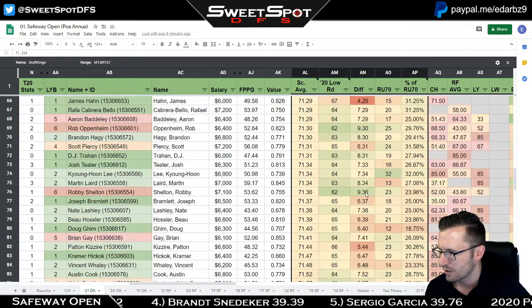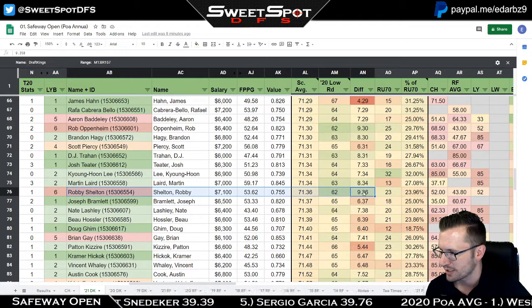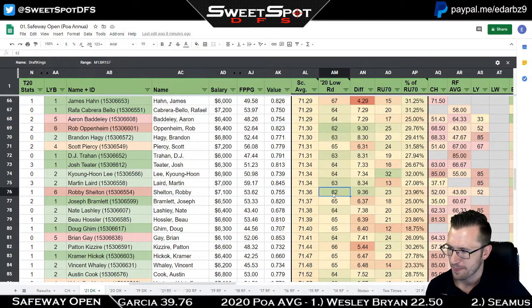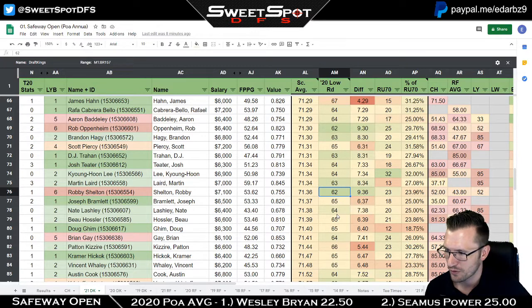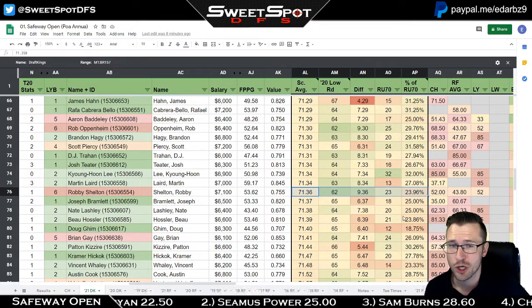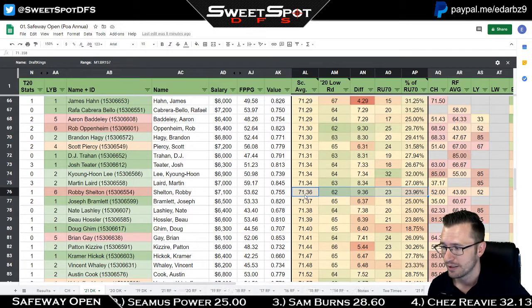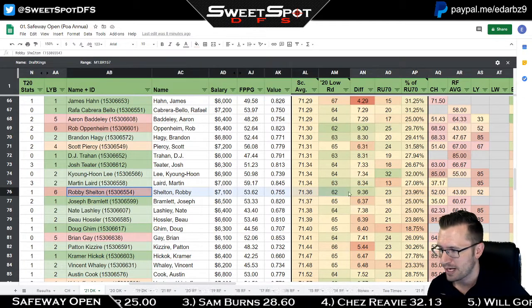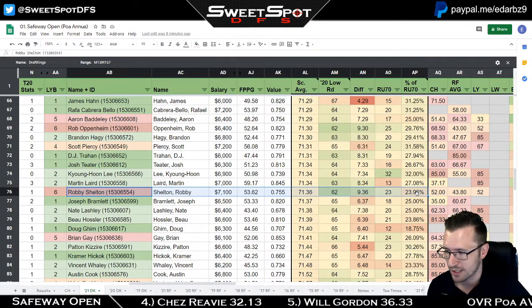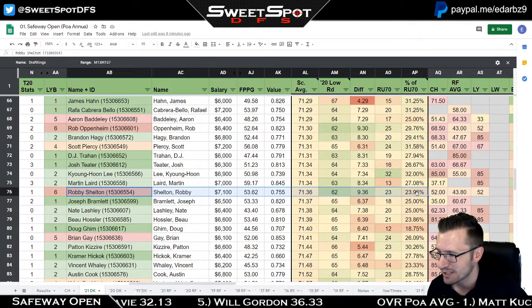When we come down here and we see someone like Robby Shelton with a 9.36 for his differential, obviously shot a 62 somewhere down the road. The rest of his numbers don't look good. This would be good for a showdown slate guy. He has the possibility of shooting low one of the days. And I think you've got to take that into account.